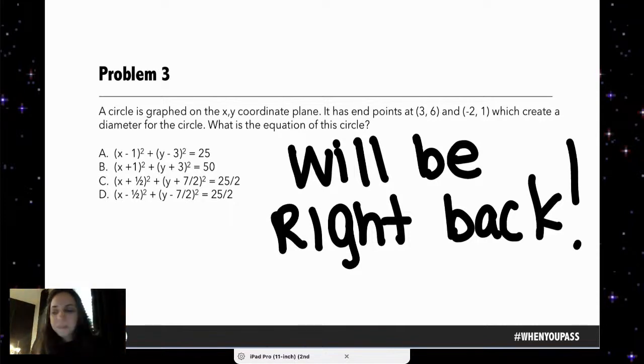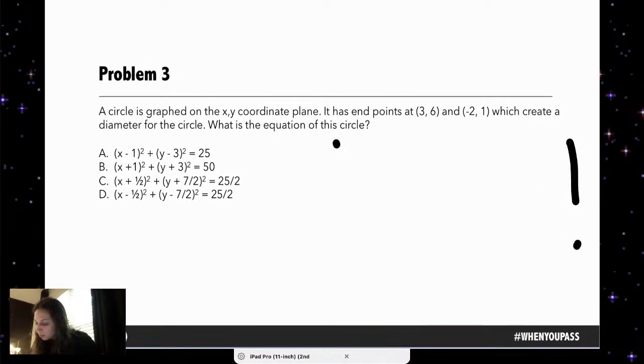All right, I'm back. A circle is graphed on the XY coordinate plane. It has endpoints at (3, 6) and (-2, 1).